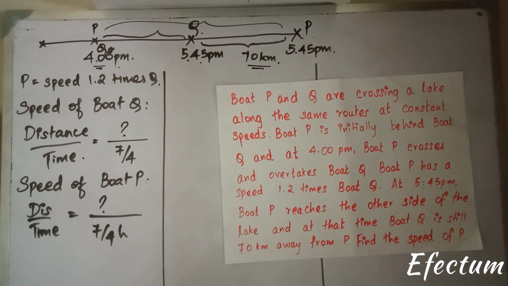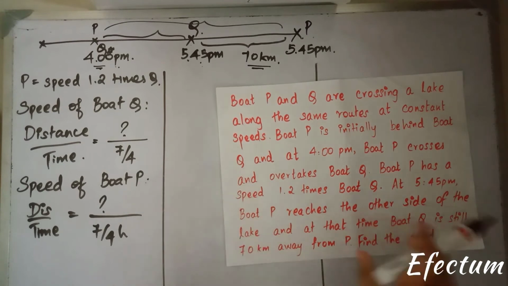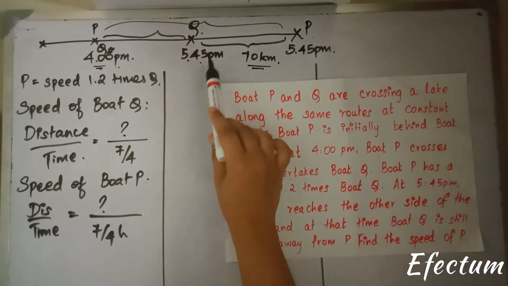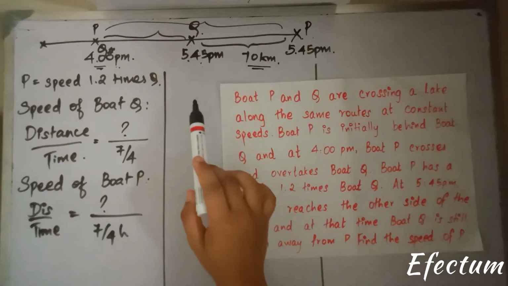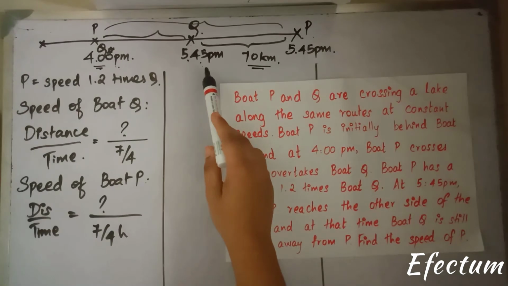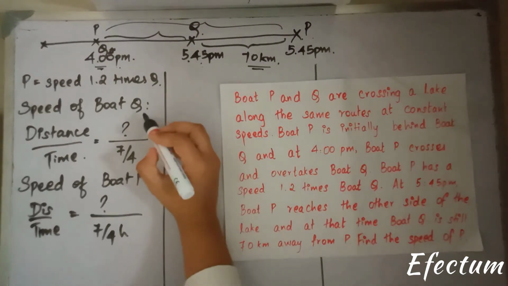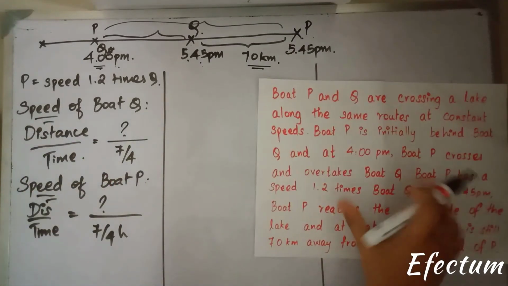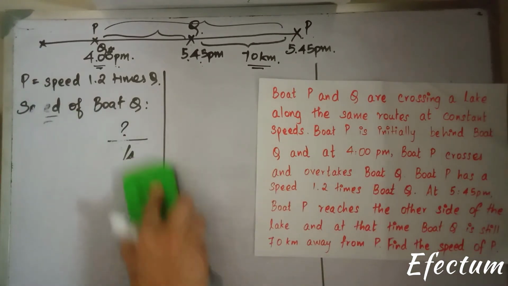So how do we proceed with such a problem? We can't find the speed of Q or P. The only thing that we know is the difference between the distance between P and Q. The difference in distance between P and Q is 70 kilometers. So instead of finding the speed of Q or P, let's find relative speed. We'll be finding relative speed.